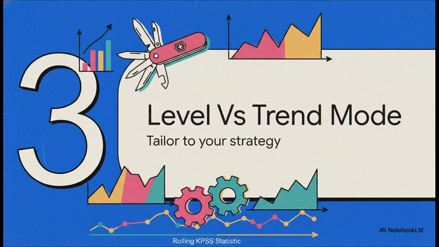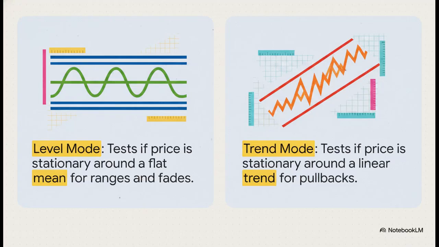Which brings us to Section 3, Level Mode versus Trend Mode. This is all about tailoring the analysis to your exact strategy. Look, no two traders are exactly alike, right? And no two markets are exactly alike either.